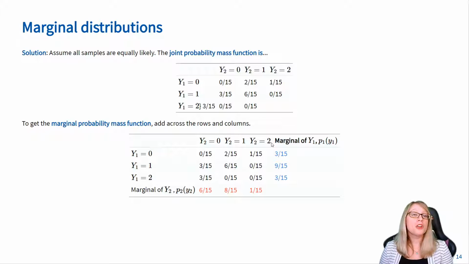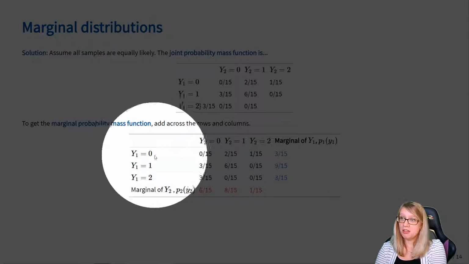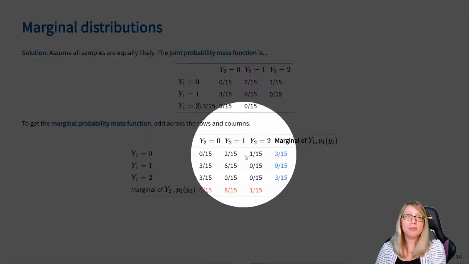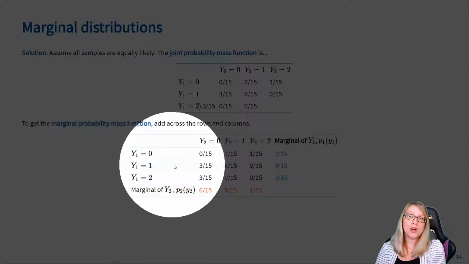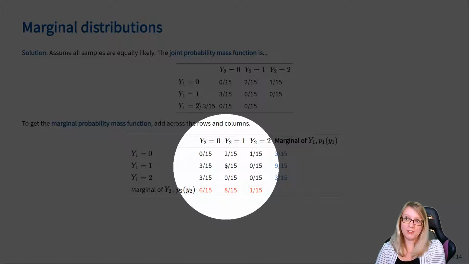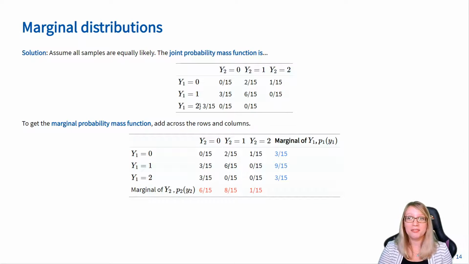So now to get the marginal probability function, what do we do? Well, we find the margins. We add up across all of the values of the variable that we don't want. So for example, the marginal distribution of y1, the number of Republicans. y1 equals 0 occurs with 2/15 plus 1/15 or 3/15 probability. y1 equals 1 occurs with 3/15 plus 6/15 probability, or 9/15. y1 equals 2 occurs with 3 out of 15 probability.